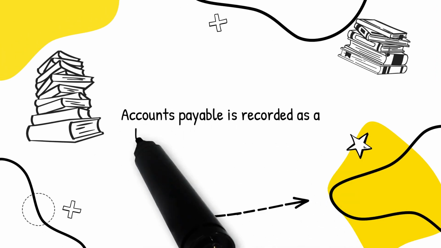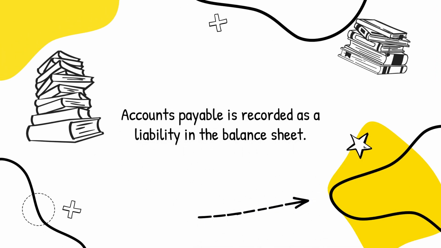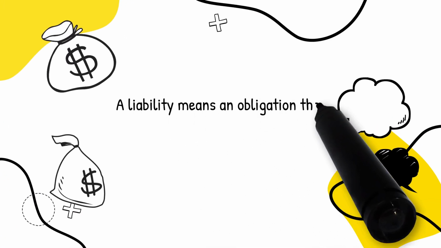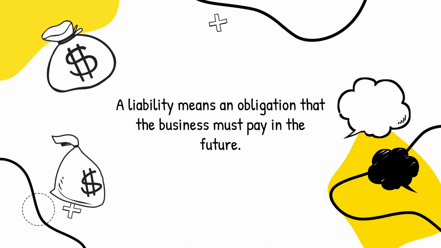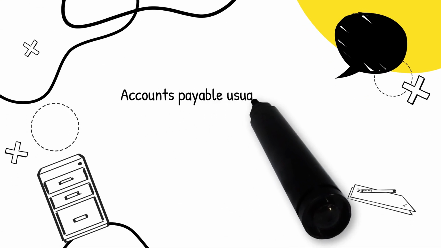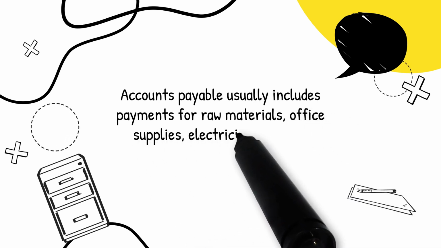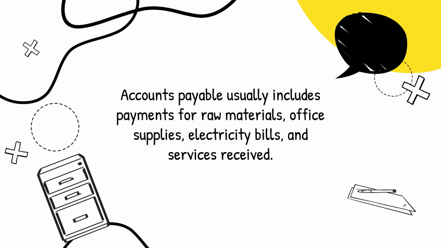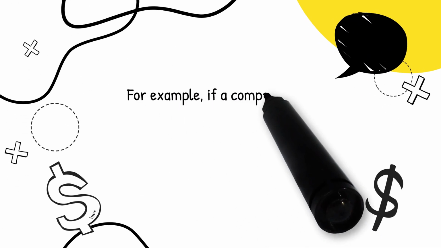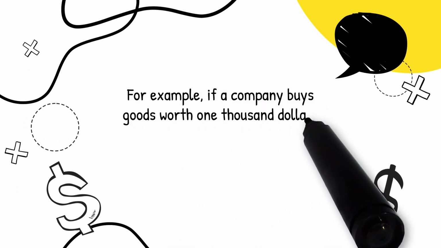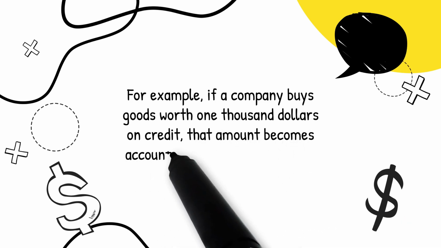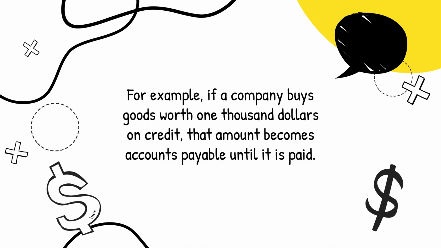Accounts payable is recorded as a liability in the balance sheet. A liability means an obligation that the business must pay in the future. Accounts payable usually includes payments for raw materials, office supplies, electricity bills, and services received. For example, if a company buys goods worth $1,000 on credit, that amount becomes accounts payable until it is paid.